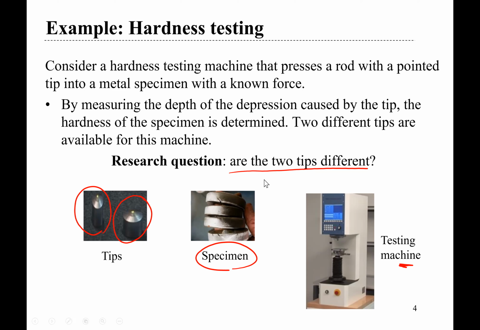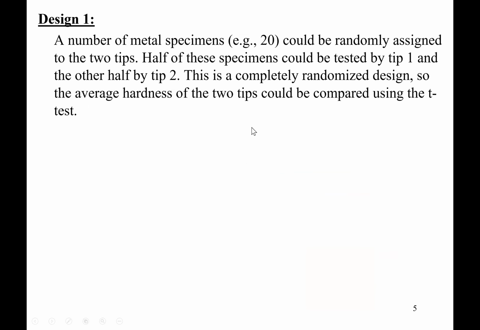You can design the experiment as a completely randomized design, or as a randomized block design, or a paired design. So let me show you what I mean. You can make it like the one we covered in part 1: a number of metal specimens, let's say 20, randomly assigned to the two tips. Half of the specimens could be tested by tip 1, and the other half by tip 2. This is a completely randomized design, and the two samples will be independent.